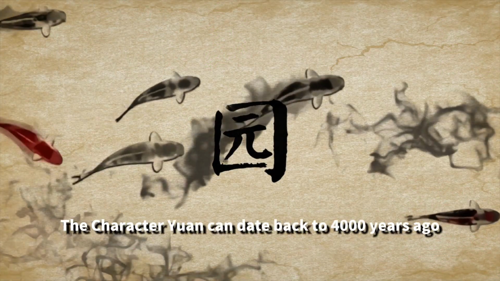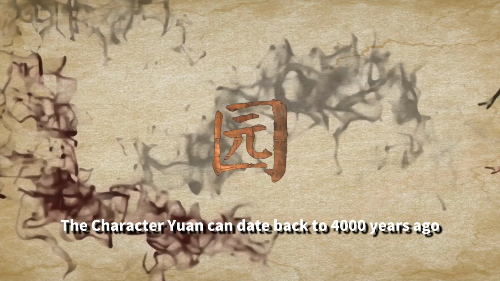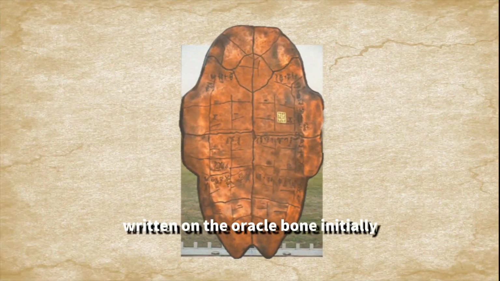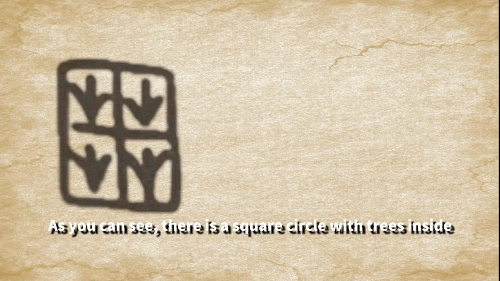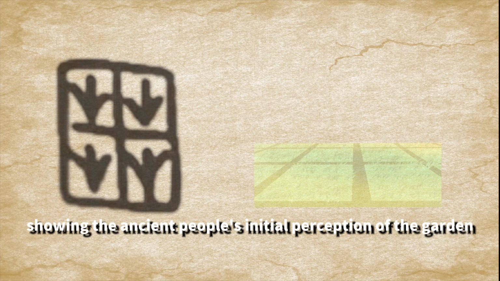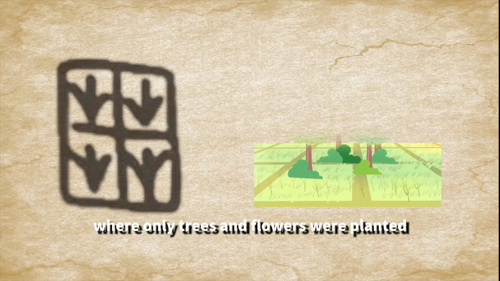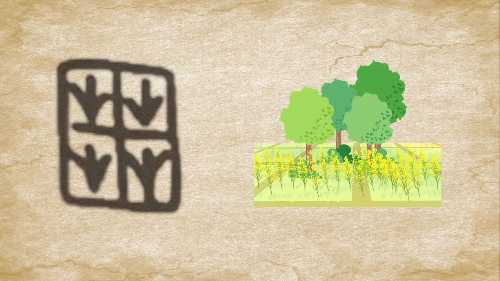The character Yuan can date back to 4,000 years ago, written on the oracle bones initially. As you can see, there's a square circle with trees inside, showing the ancient people's initial perception of the garden where only trees and flowers were planted.